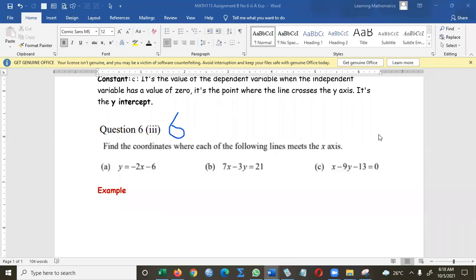Yes, so here we are going to demonstrate how to do assignment B number 6 part 3A, because assignment B appears to have two number 6 part 3. The question says to find the coordinates where each of the following lines meets the x-axis. Please take note, where the line meets the x-axis, then y is equal to 0. Okay, so let's take a note of that.